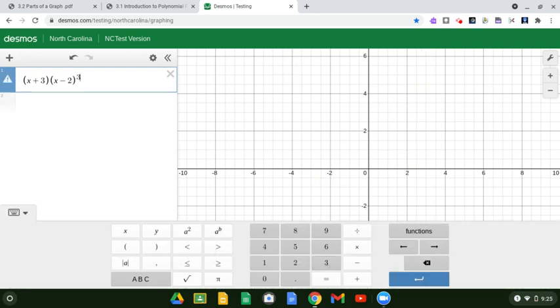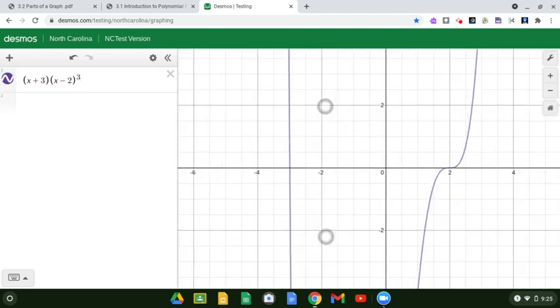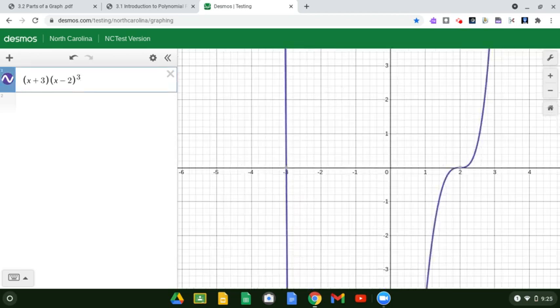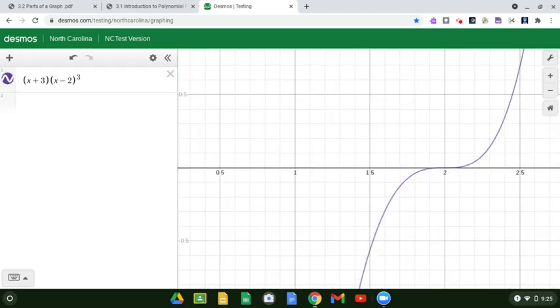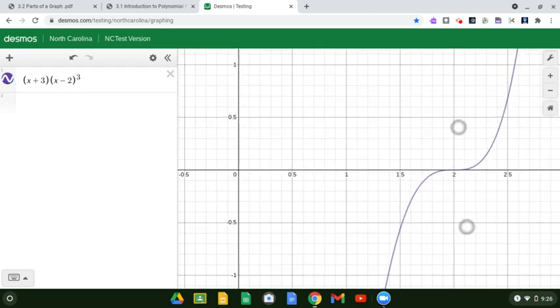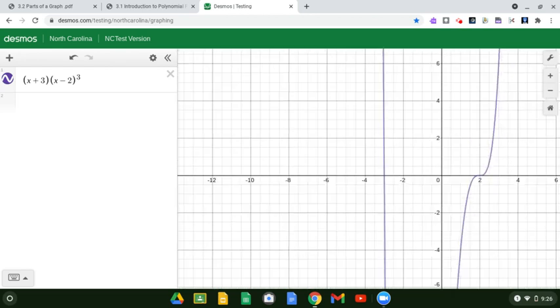power of 3. Okay, look, the graph cuts through at -3. It intersects. Look what it does at 2. It lies on the x-axis. So bounce is a double root, lies on is a triple root. Okay, you can see that it lies on when I zoom in. That is a triple root. I'm sure we'll see that over the period of the next few days.